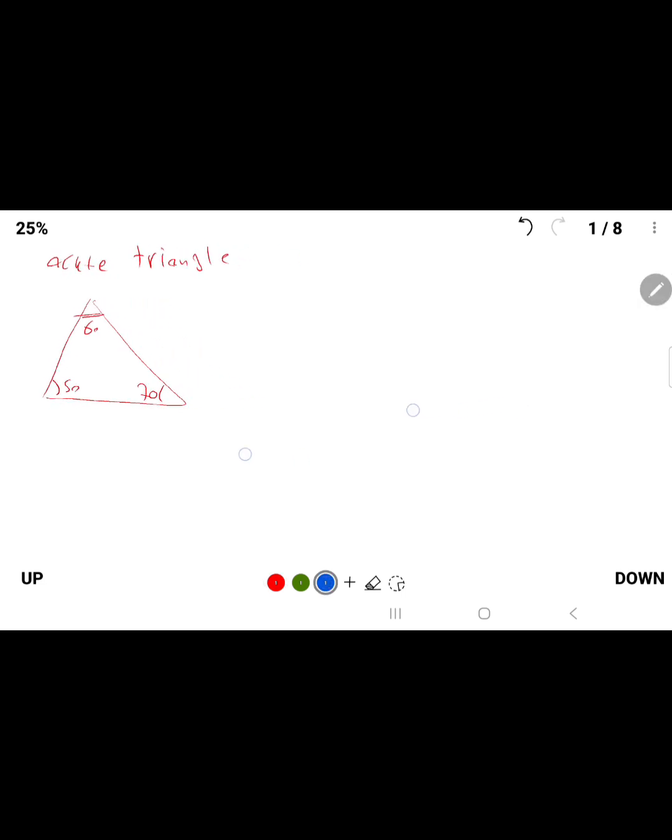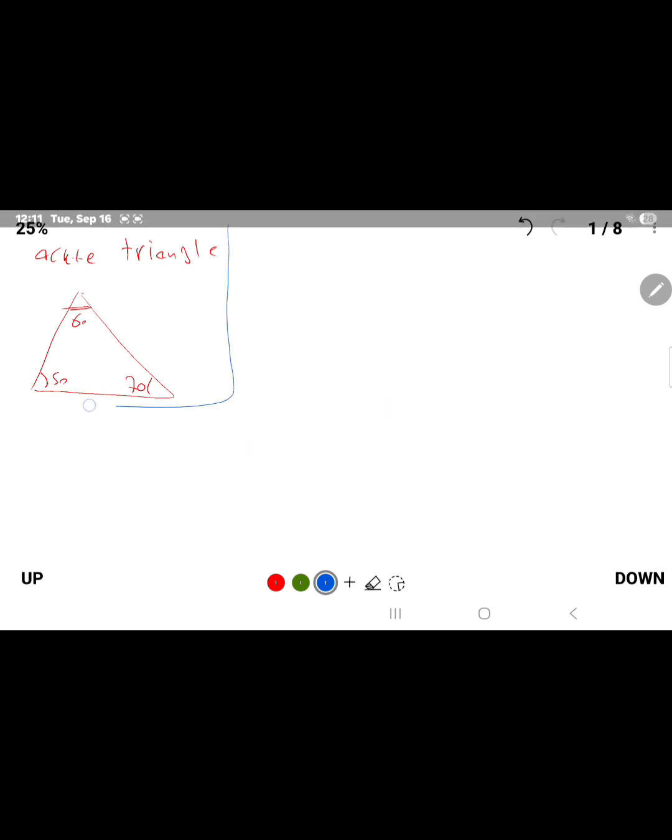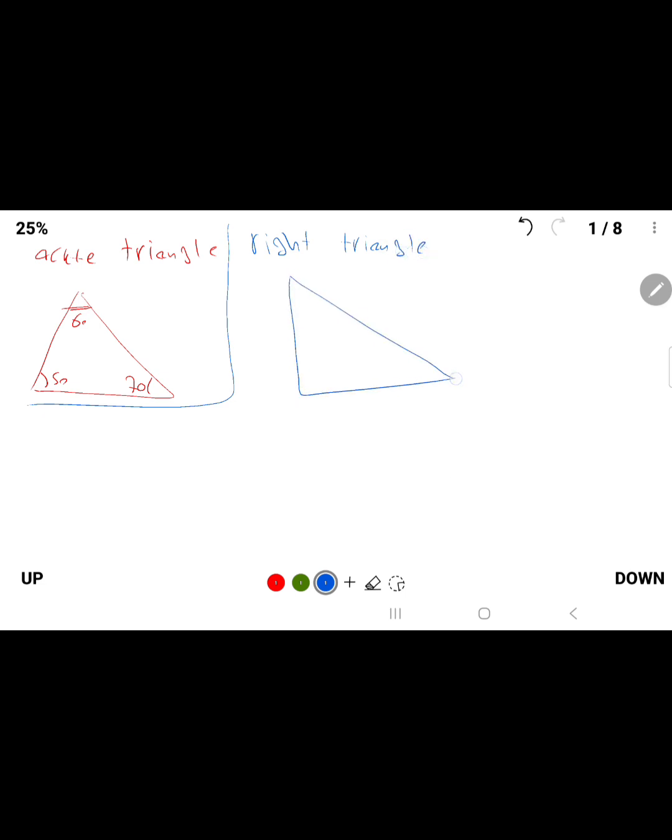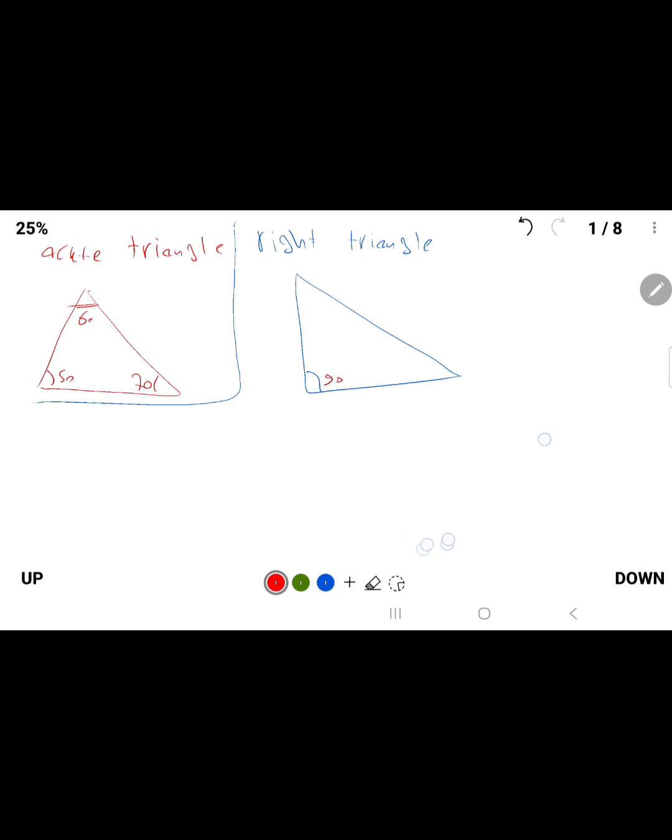Now the next one is the right triangle. Now we have the right angle triangle. The right angle triangle contains one angle that is equal to 90, here, marked with a box.